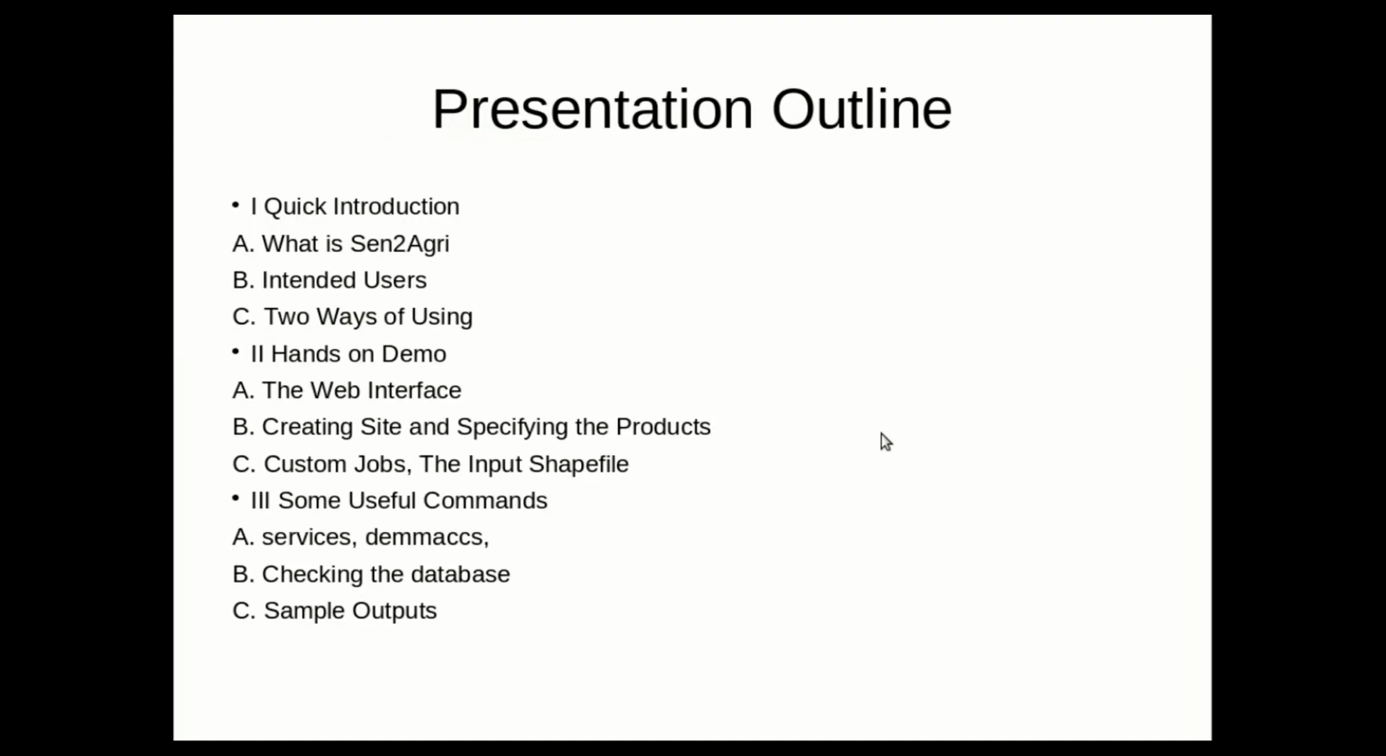So here's my presentation outline. It has three parts: a quick introduction, a hands-on demonstration, and some useful commands. I'll be discussing what is Sentinel-2 for agriculture, its intended users, and two ways on how to use it. For the second part, I'll be discussing the web interface, showing how to use it, creating a site and specifying the products, how to run the custom jobs, and some details about the input shapefile, and some useful commands.